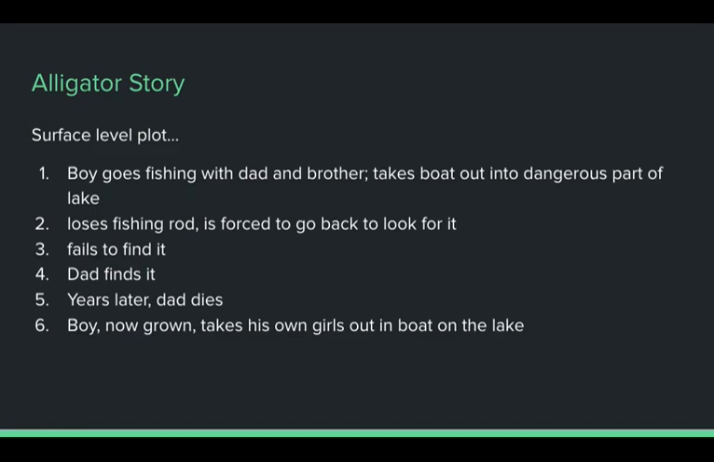If we look back at that alligator story, you look at the surface level plot. This boy is going fishing with his dad and his brother. They go to a dangerous part of the lake. They lose the fishing rod. They go back to look for it. Dad makes them go back to look for it. They fail to find it. Dad finds it. Years later, dad passes away. And this boy who's now grown takes his own kids out on the boat in the lake, right? That's kind of the surface level plot.